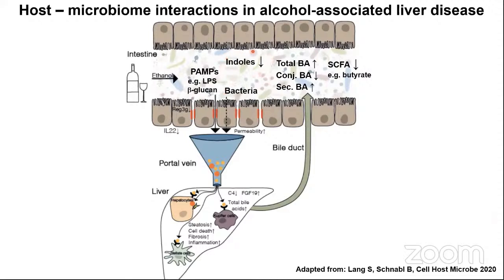We also know that indoles are decreased. They are very important tryptophan metabolites, and these are produced by the gut microbiota, and they're very important to induce, for example, antimicrobial activity in the intestine. Furthermore, we know that very important mediators of alcohol-associated liver disease are changes in the bile acid composition, but also in the amount of bile acids. Furthermore, we also have learned that short-chain fatty acids, for example, butyrate, are decreased, and that might also contribute to the progression of alcohol-associated liver disease.